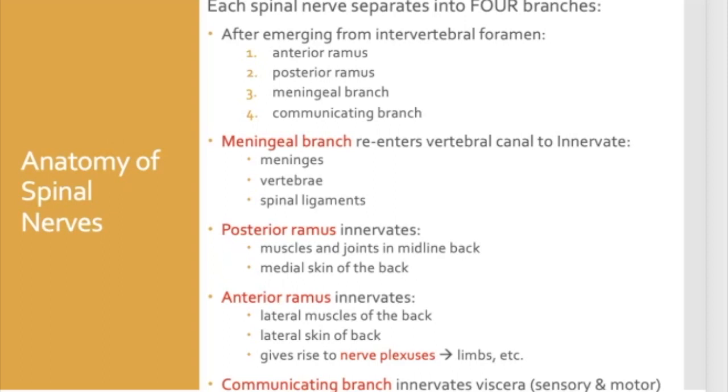The posterior ramus is going to innervate muscles and joints along the midline of the back and the medial skin of the back. The anterior ramus innervates the lateral musculature of the back, the lateral skin of the back, and gives rise to the nerve plexuses. So this anterior ramus is the one that branches quite extensively. The other one that branches quite extensively is the communicating branch, because it's going to end up innervating the viscera.